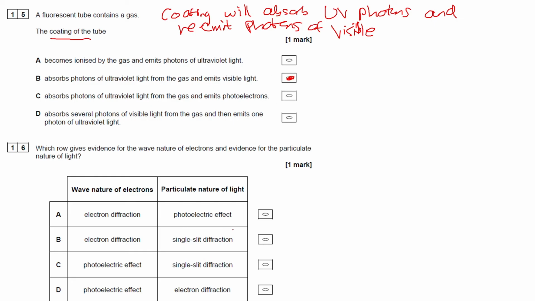So for 16, we are looking at evidence for particle and wave nature of light. Again, you could eliminate experiments you know are definitely not for wave nature. For example, the photoelectric effect is particle nature for light, and for particle nature it's not anything to do with diffraction because that's a wave property. So you're left with A as the correct answer.